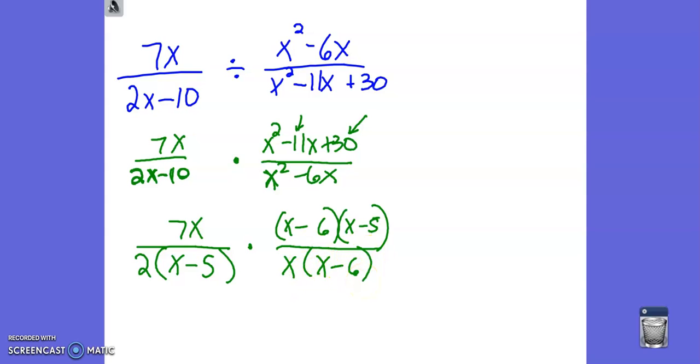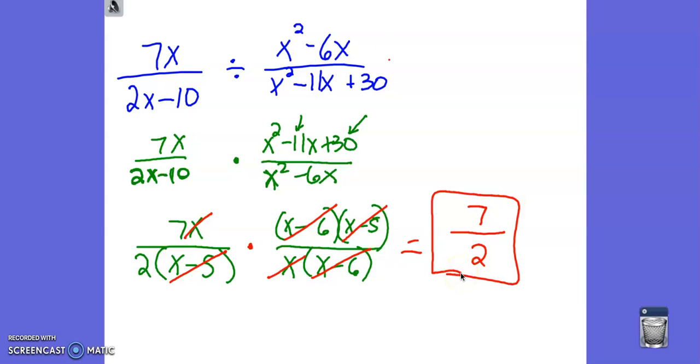Now, once you're done with it, you start looking for things that can simplify. Again, anything up top with anything on the denominator, because I'm multiplying, I can reduce. So I see x minus 6's that can cross out. I also see x minus 5's that can cross out. And then there's one other thing. There's an x with another x that can cross out. So notice, what do I have left on the numerator? I have a 7 on the numerator, and the only thing I have on the denominator is a 2. So the entire polynomial expression simplifies to 7/2.